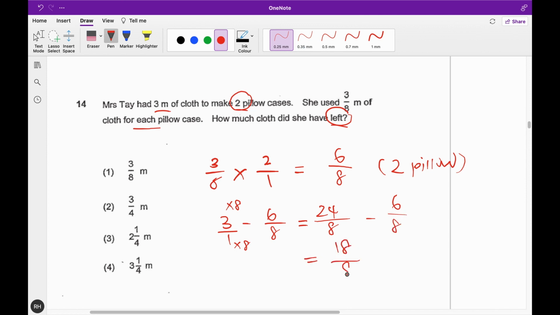We have 18 out of 8, and then we have to change it to whole numbers because there are no improper fractions in the options. So we change it to a whole number. Okay, so 8, 16, we can make 2 whole, and then 18 minus 16 will have 2 out of 8, and then we can further simplify. The 2 and 8 we can divide by 2, so now we have 2 whole, 2 divided by 2 is 1, 8 divided by 2 will give us 4. So answer is 2 whole, 1 out of 4 meter. Option is option 3.